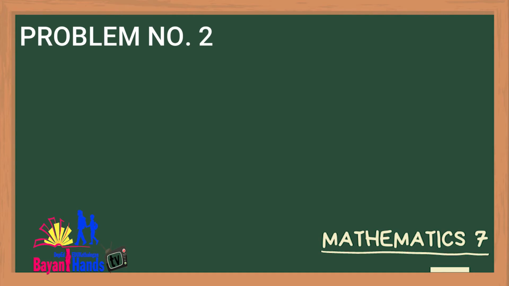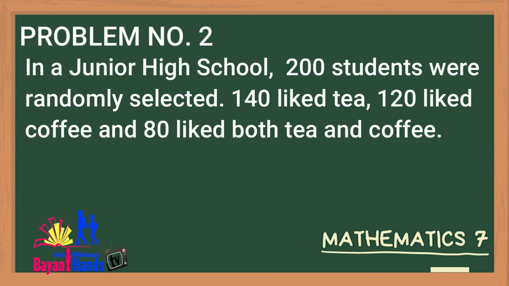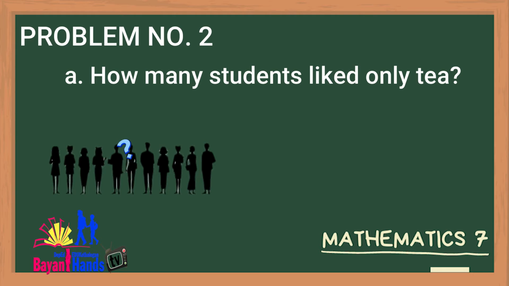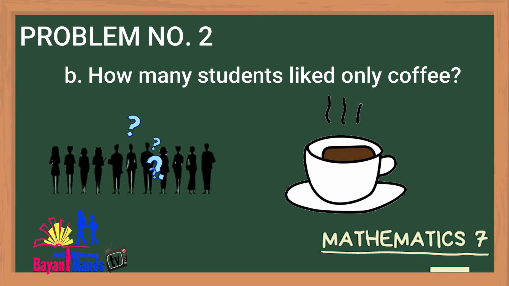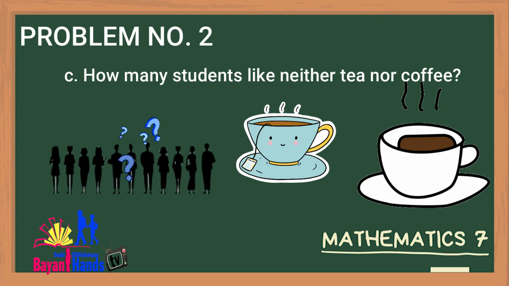Now this time, let us discuss example number 2. An example of a real-life problem that can be mathematically solved using the approach we know about sets. The problem goes: in a junior high school, 200 students were randomly selected. 140 liked tea, 120 liked coffee, and 80 liked both tea and coffee. A. How many students like only tea? B. How many students like only coffee? C. How many students like neither tea nor coffee?